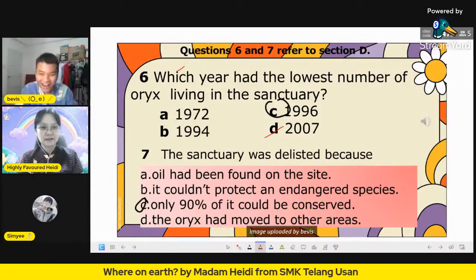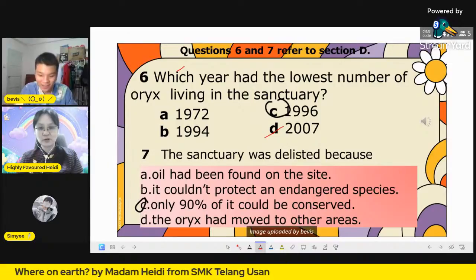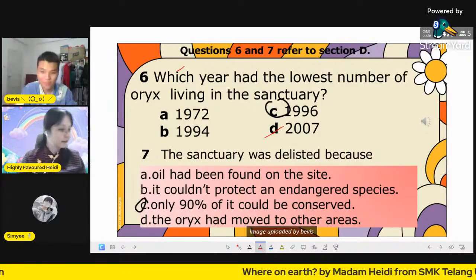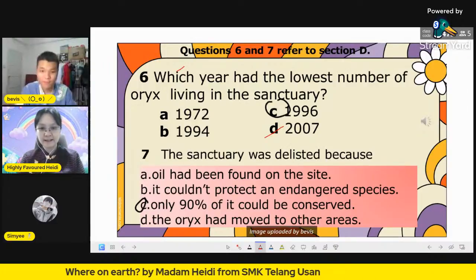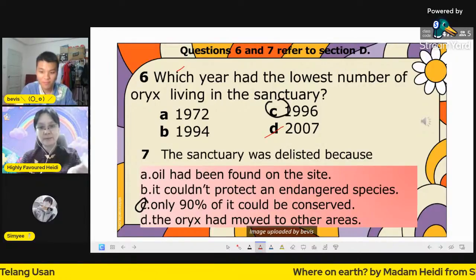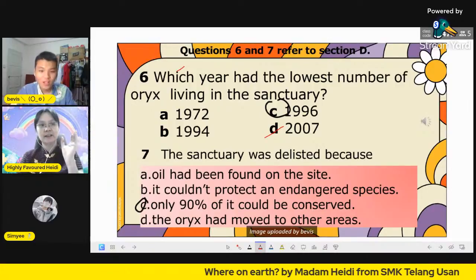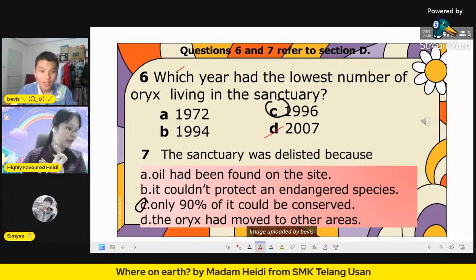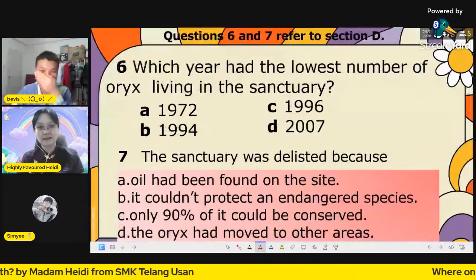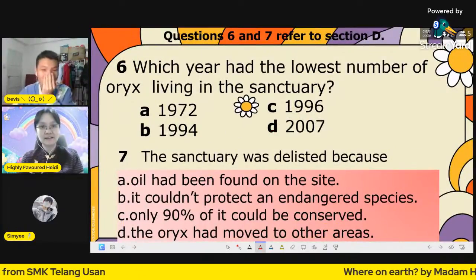This one is not 90%. It's 90% of the site is being used to search for oil. Okay, you can say it could not be conserved, but that is not their main focus. What happened was because the Onyx already left 65, so they are not sure of the future. The future is uncertain. Okay? So the answer is D.